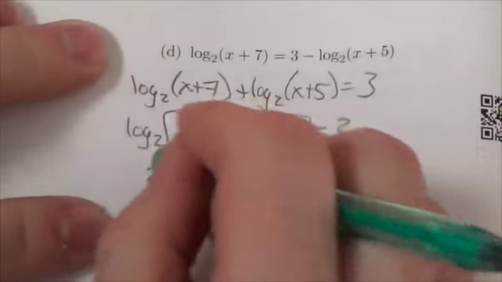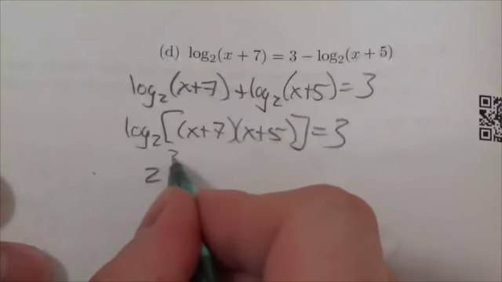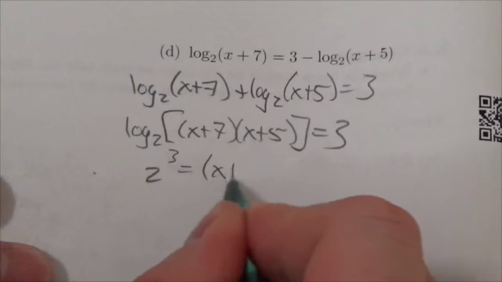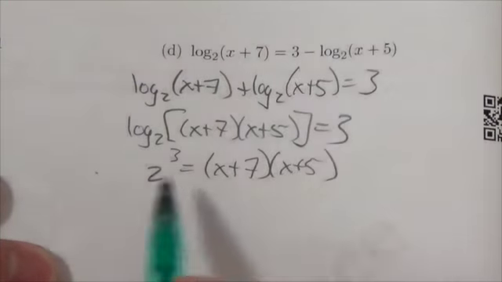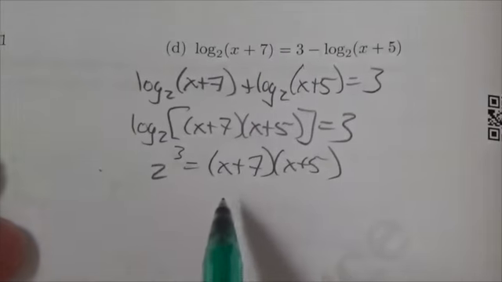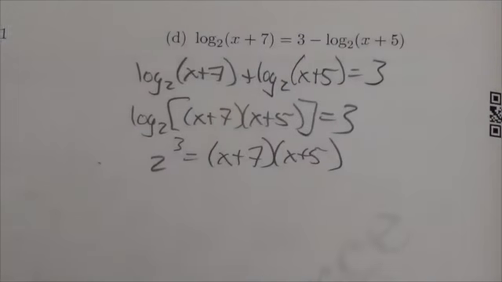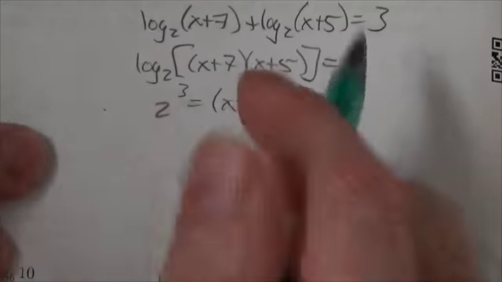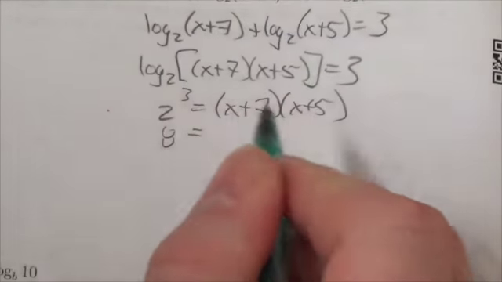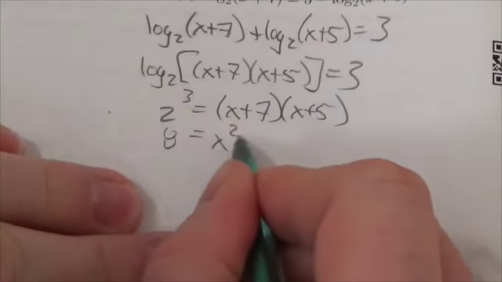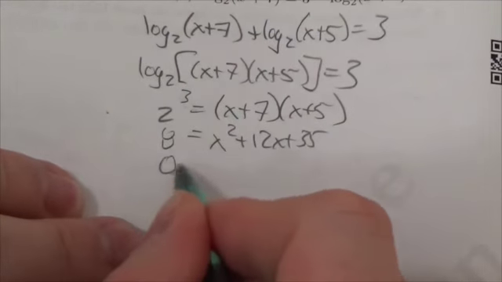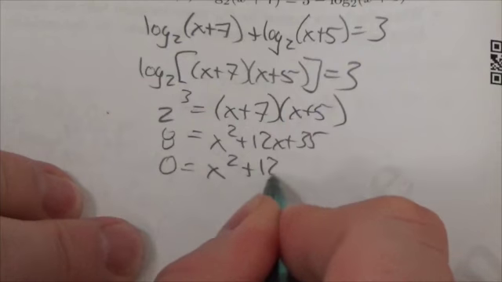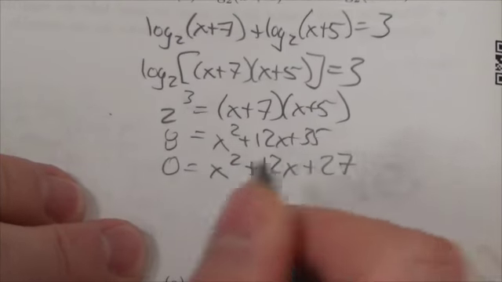Sorry, not 2 to the 8th. It's going to be 2 cubed, which will equal 8, but 2 cubed will equal x plus 7, x plus 5. Now I've got no more logarithms. Now this is just going to end up being a quadratic that I can solve. So 2 cubed is 8. And then the right-hand side becomes x squared plus 12x plus 35. And bring the 8 over, and we get x squared plus 12x plus 27.